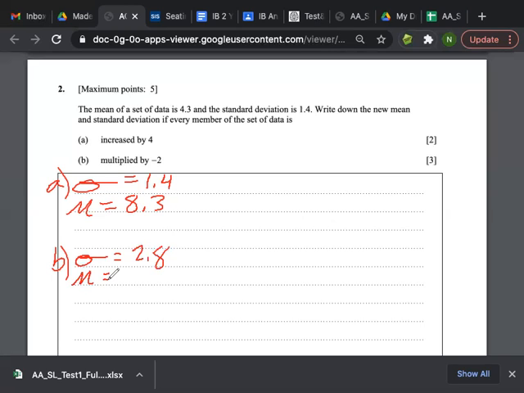What about my mean? How do you guys think it's affected? It's gonna become negative, right? It is gonna become negative, because all my data flipped, it's all now negative. What else? It's gonna multiply by 2. So now I have -8.6.